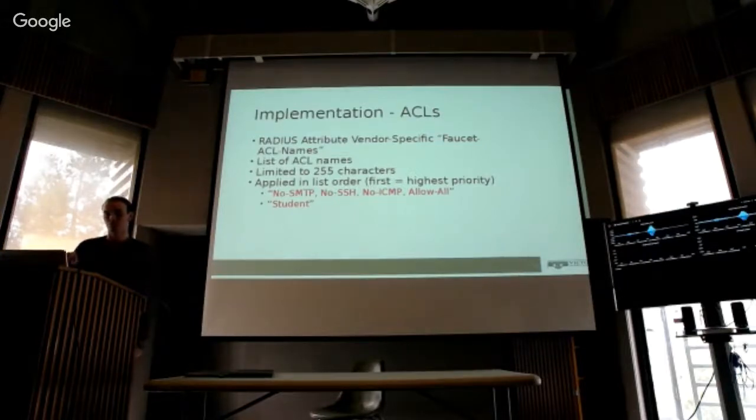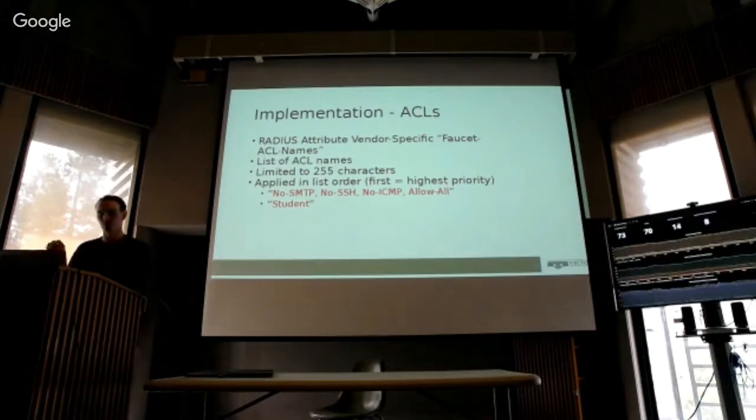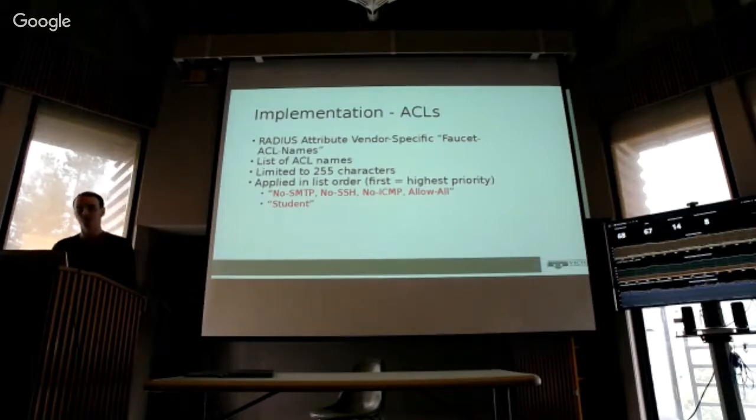What we can do is build our ACLs from our rules file instead of having individual ones. For example, you could populate the Faucet ACL names attribute via something like Filter-Id or a VLAN in RADIUS. If you don't want to specify a specific ACL or series of ACLs in your RADIUS server, it's up to you.